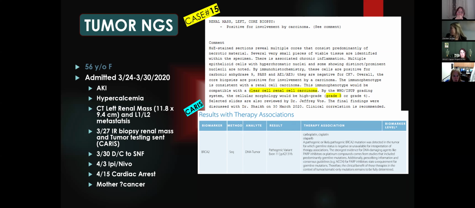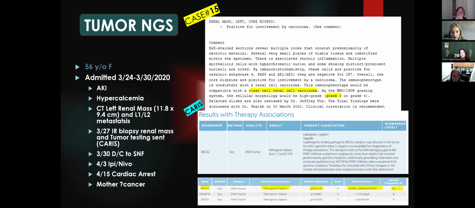Now, the key here, I feel like I cut it off. Let me see. Oh, there it is. The key here is the variant allele frequency, and that is a pathogenic alteration that we're looking at. If the variant allele frequency is approaching 50%, you do want to think that it may be present in the germline. But she also had a lot of disease, and so that could be being shed and be somatic as well.